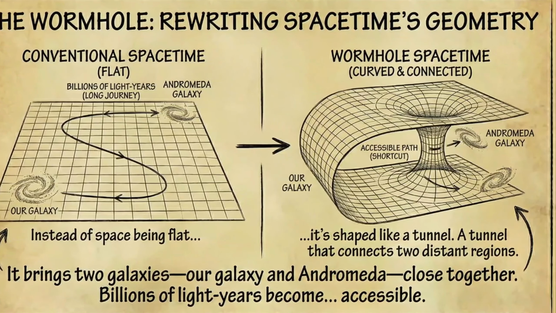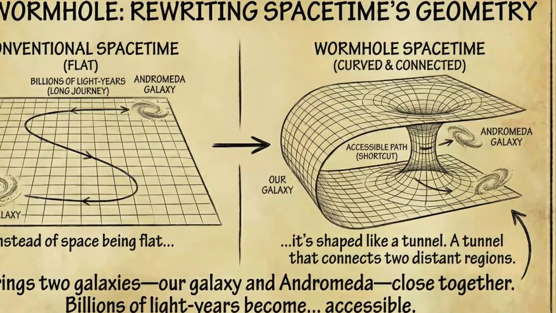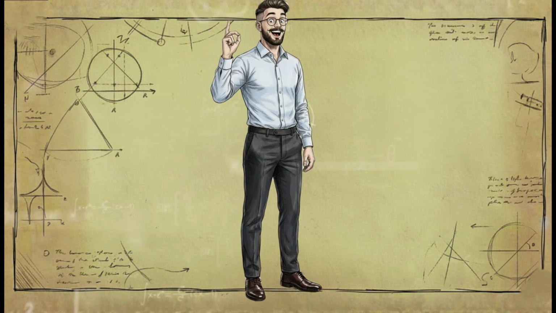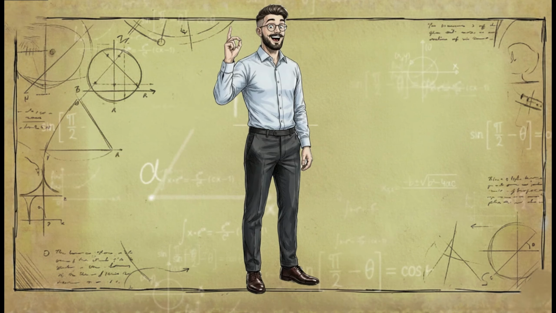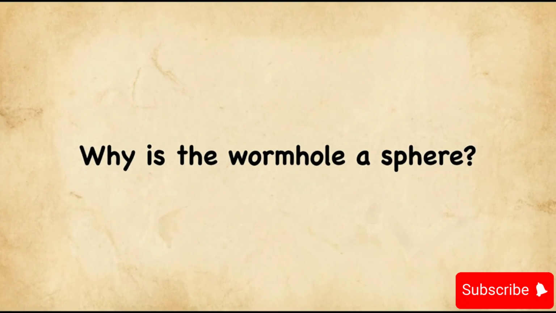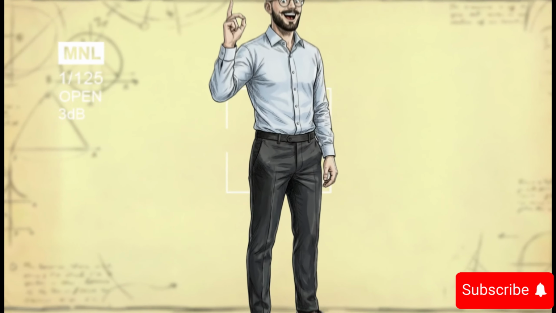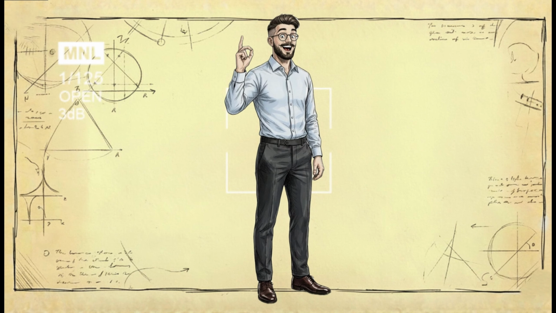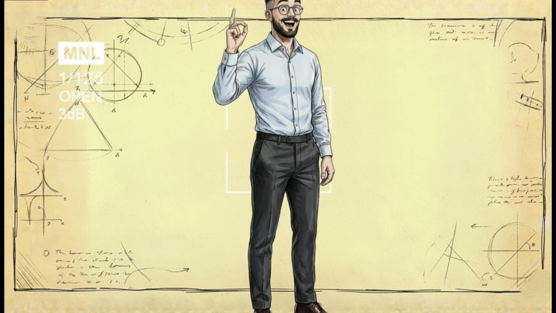Billions of light years become accessible. But here's what gets me, and I think this is one of the most brilliant observations in the film. Why is the wormhole a sphere? This is a brilliant observation. This is physics literacy on display.